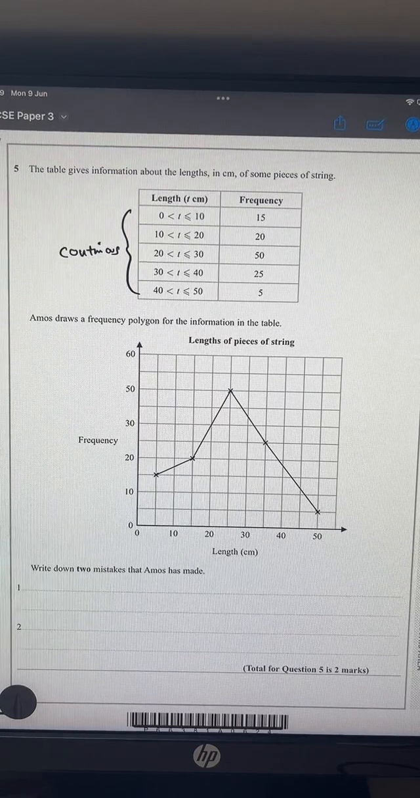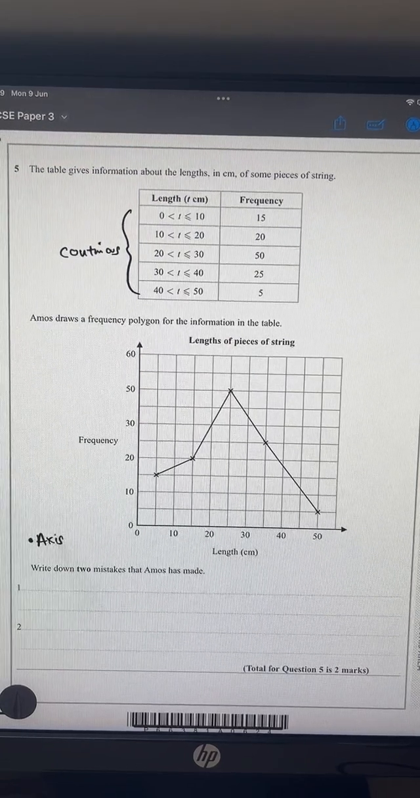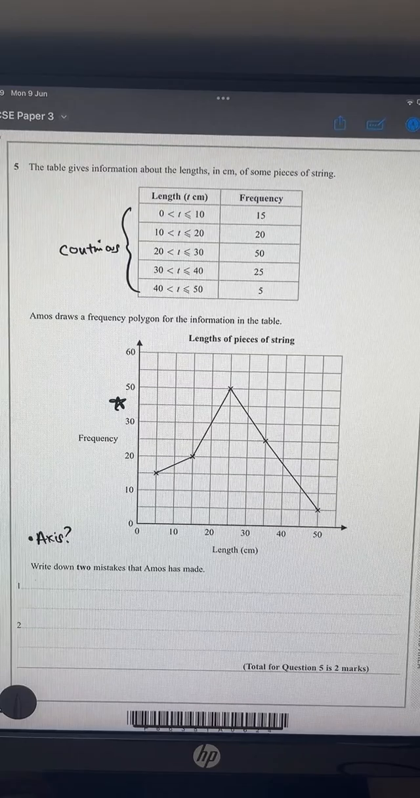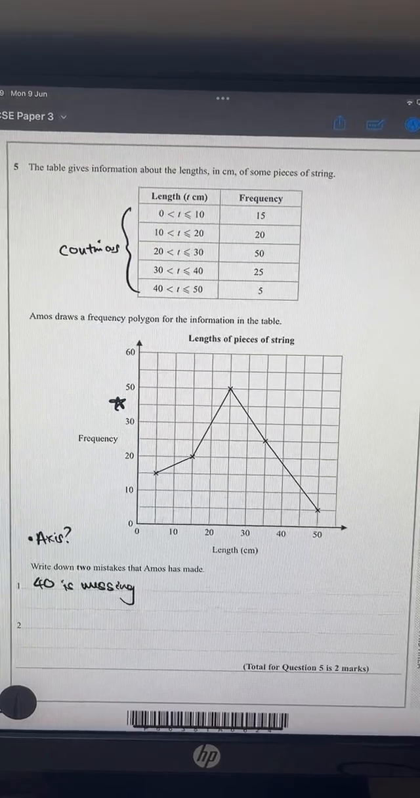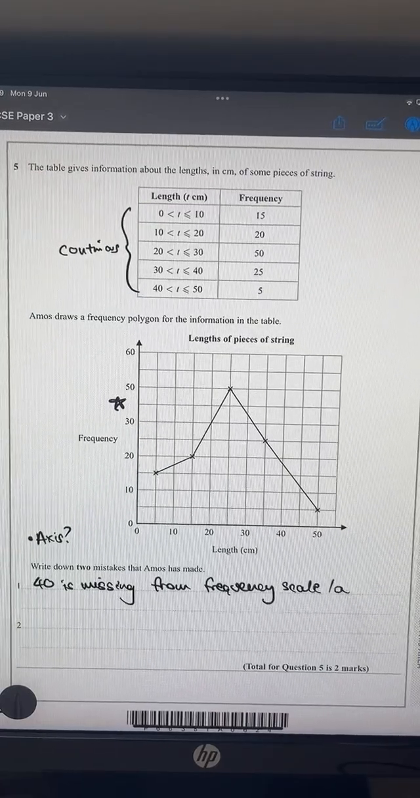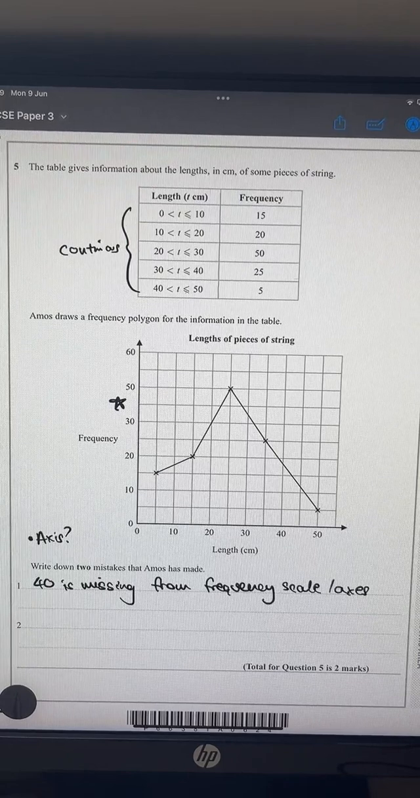All right, so first thing I like to do is look at the axis. Is there any mistakes on the axis? So looking at the x-axis, it's all good. But the y-axis, it's quite noticeable that you're missing 40 here. So all we've got to do is say 40 is missing from where? From the frequency scale or axis. All right, so that's how you do that.